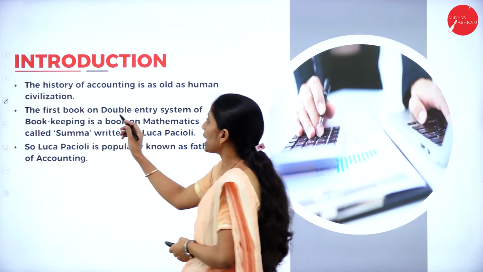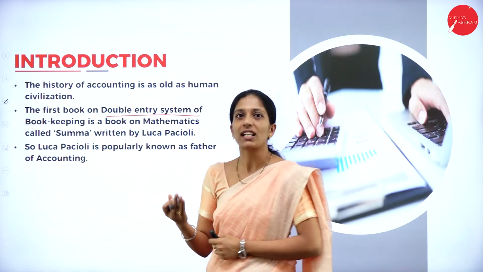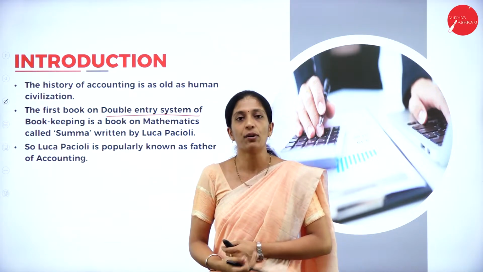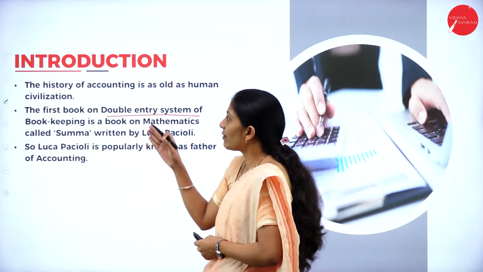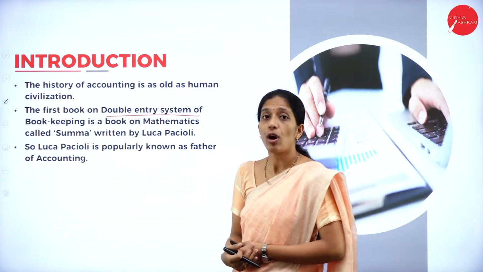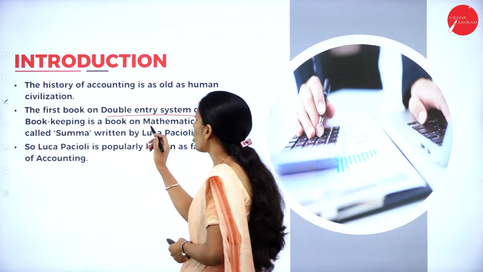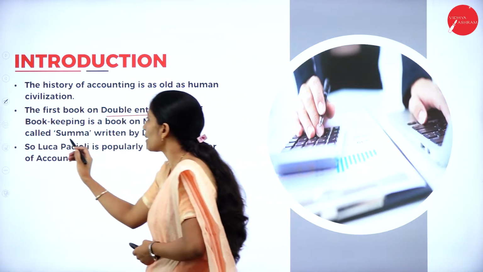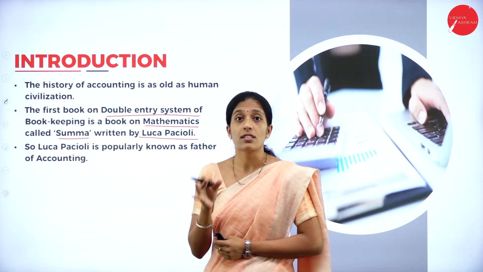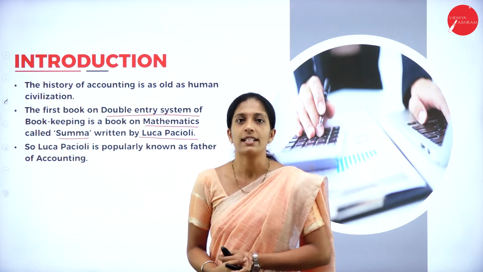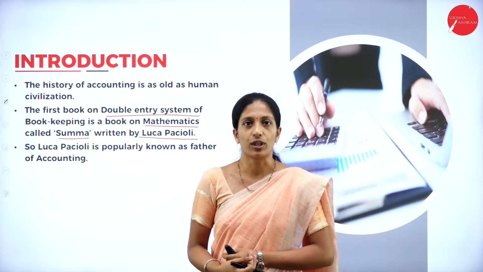The first book on the double entry system. So the system we are following now, it is known as what? The double entry system. The first book on the double entry system of bookkeeping is a book on mathematics called Summa, written by Luca Pacioli. This is the first book written on the double entry system of bookkeeping.